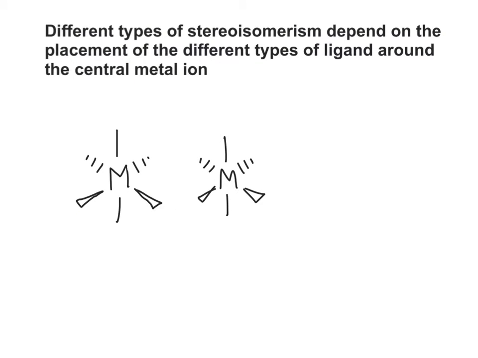So we can get different types of stereoisomerism. We can either get cis trans or we can get optical. For it to be optical, you have to have a mirror image that are non-superimposable over each other. So let's start with our octahedral shape. I've put the central metal ion in, and I've put the bonds placed around it to give the octahedral shape with 90-degree bond angles throughout.